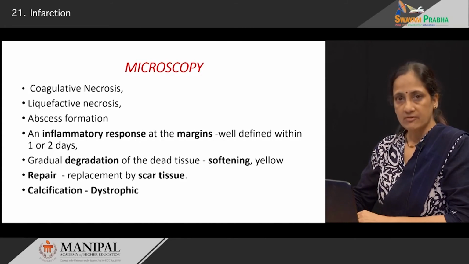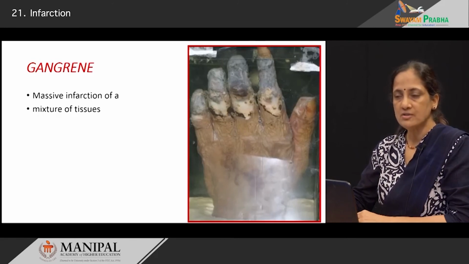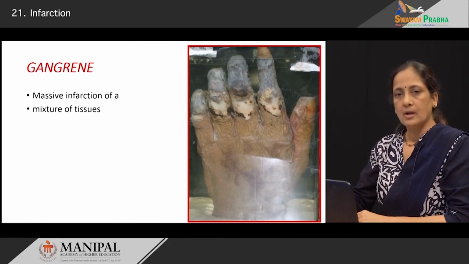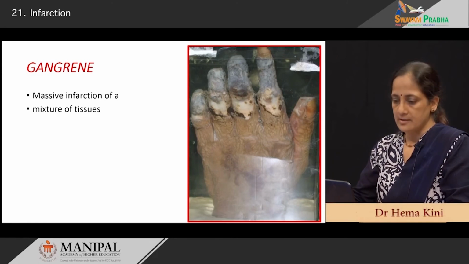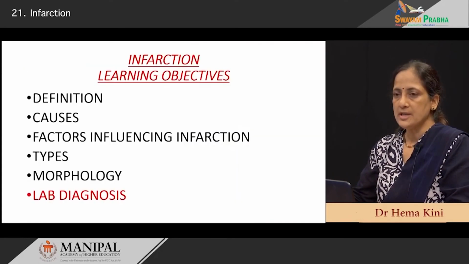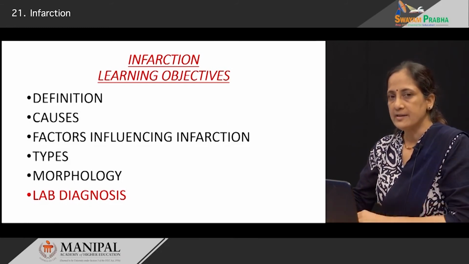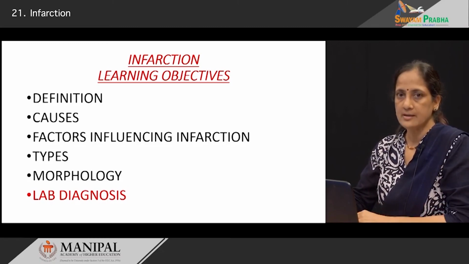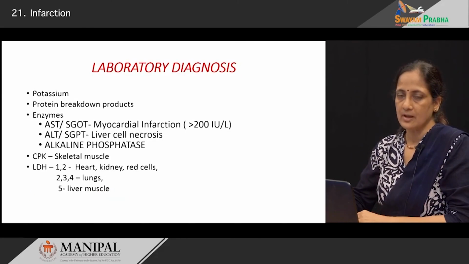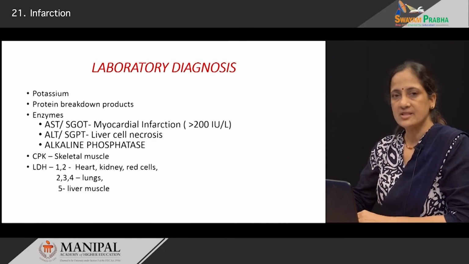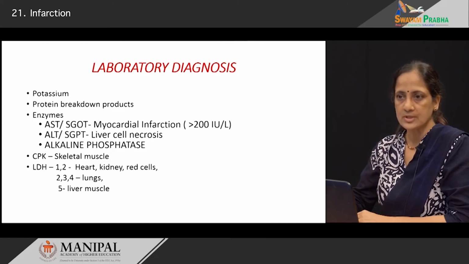Gangrene is a type of infarction, only it is on a larger scale and involves a mixture of tissues right from skin to bones if it involves the limbs, or it could involve the entire wall of the bowel. When infarctions occur in various tissues, the clinician will usually use various tests to diagnose it. These tests depend on the release of various products from the infarcted necrotic cells into the circulation. Each of the sites will have specific markers which indicate infarction of those areas.